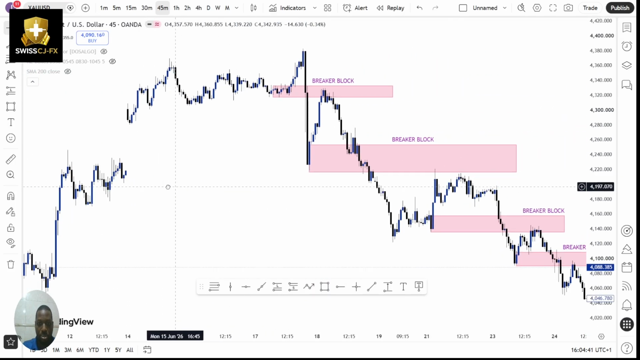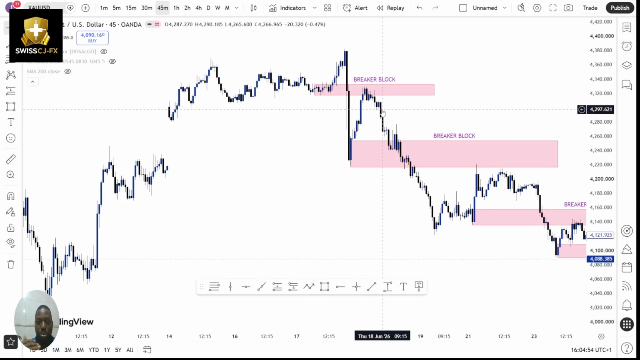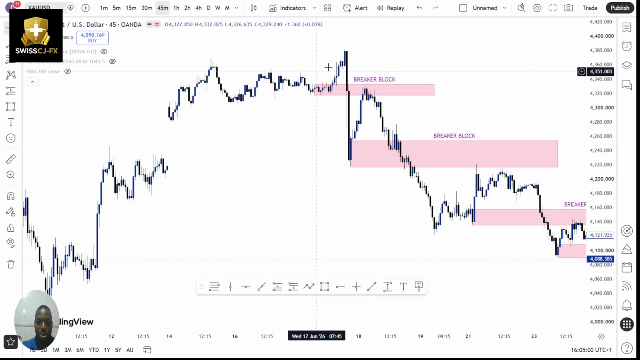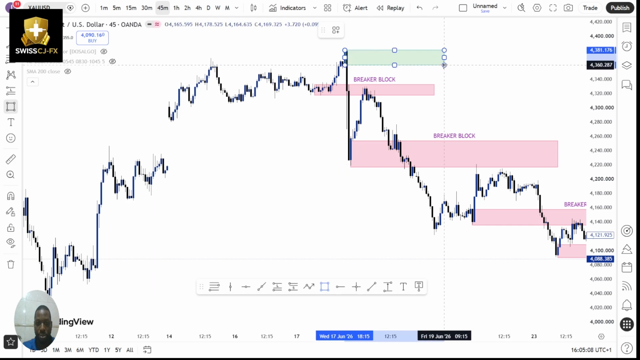So this is the breaker block now. So a breaker block happened because there was an order block that was stronger than another order block. So for instance, the order block that was stronger than this breaker block is this one here. This is it here. So this one you can name as a strong order block.